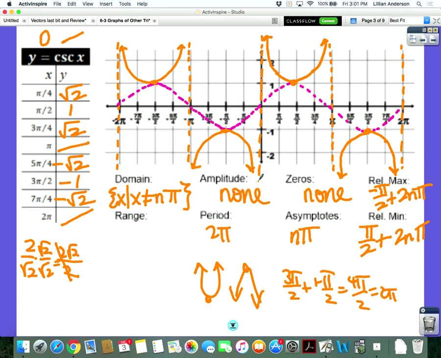And the last one, the range. Is it all real numbers? Negative infinity to negative 1. Is the negative 1 included? And then 1 to positive infinity. Yes, sir. And that is cosecant. Questions on that one?